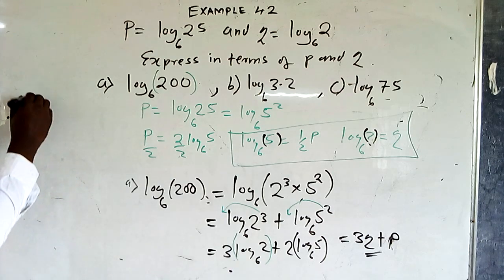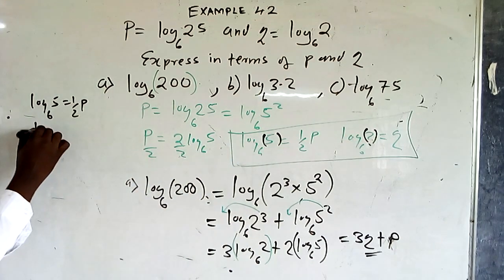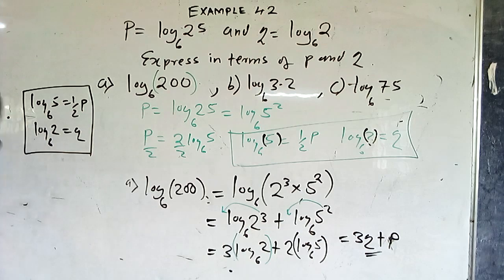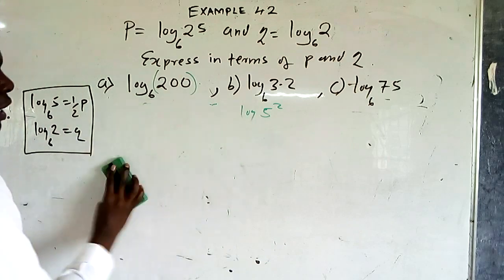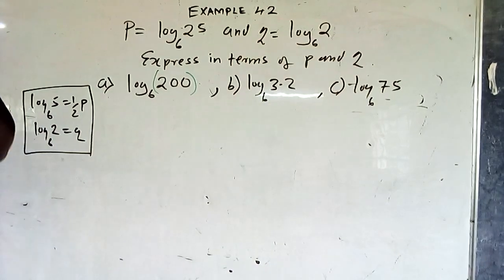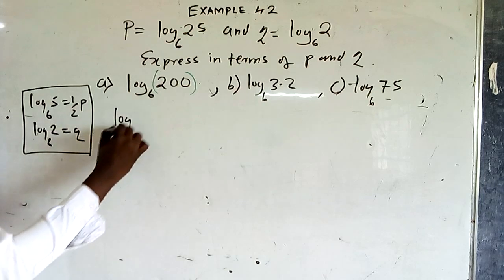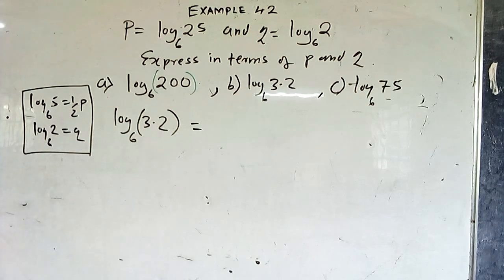So we have log 5 to base 6 is a half P, and log 2 to base 6 is Q. These are the relationships we are using. Now I go to part B. We have log 3.2 to base 6. Can you express log 3.2 to base 6 in terms of P and Q? It must be in terms of 5 and 2 only. So 3.2 is 16 over 5.